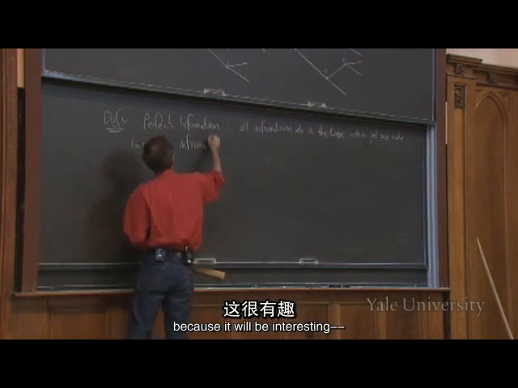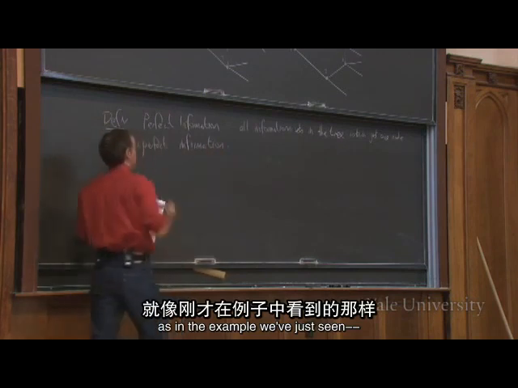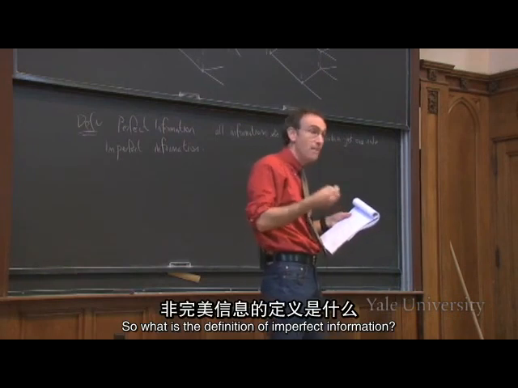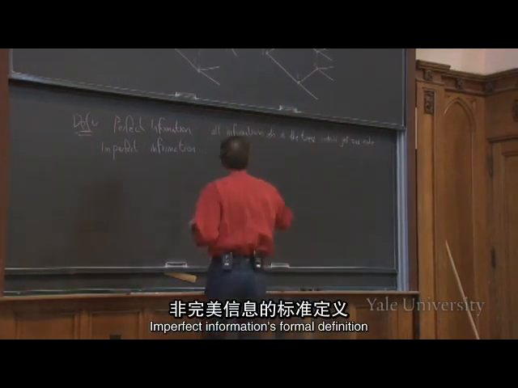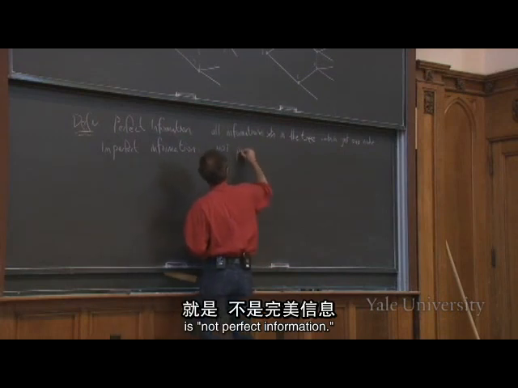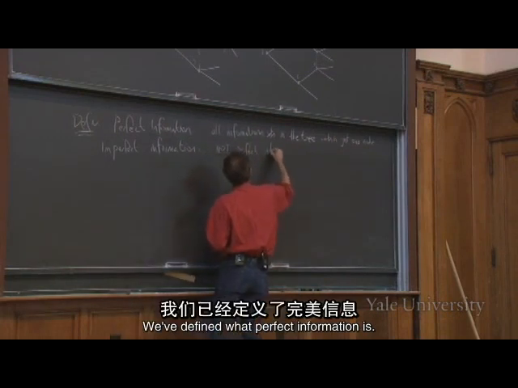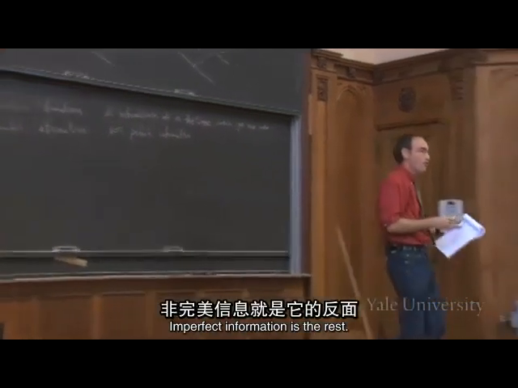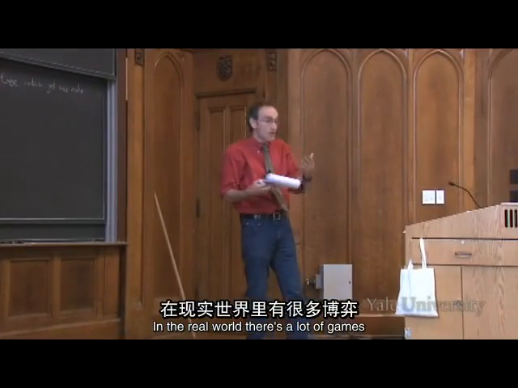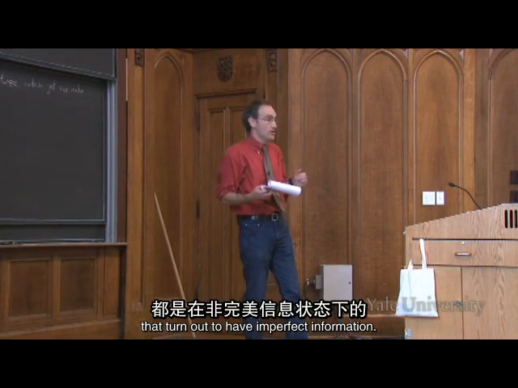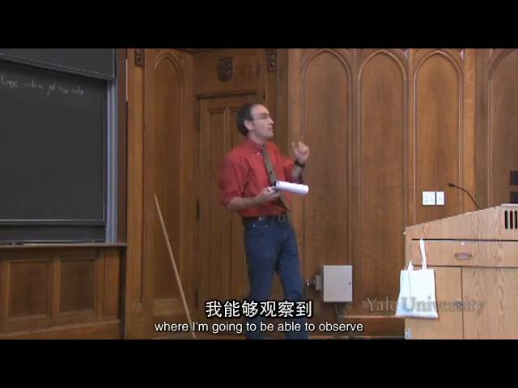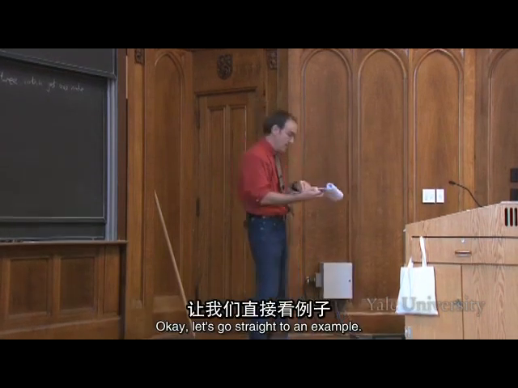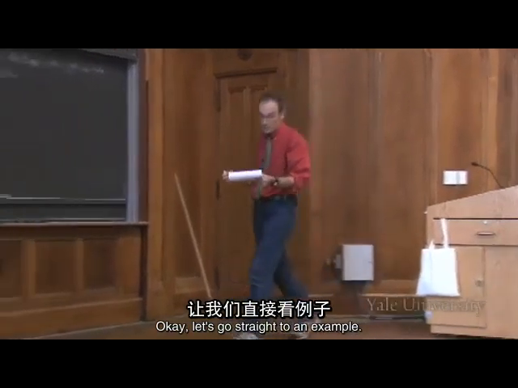The reason we're doing this is because it will be interesting, as in the example we just saw, to think about games where information is not perfect. So what is the definition of imperfect information? The formal definition is: not perfect information. We've defined what perfect information is; imperfect information is the rest. In the real world, there are a lot of games that turn out to have imperfect information. There are lots of strategic situations where I'm able to observe some things that you've done, but other things I won't know quite what you've done.